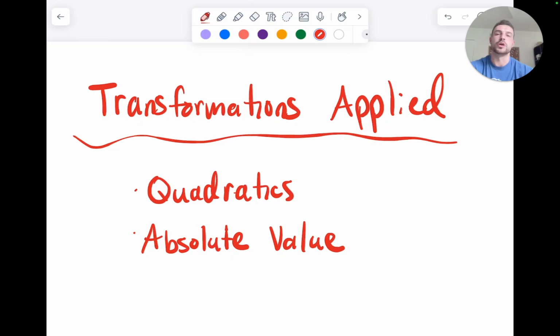Today what we're going to do is apply our transformations to specific functions. Particularly, we're going to talk about quadratics and absolute value. All of the rules that we've talked about in our last couple of lessons, the last couple of videos, are going to be applied to new situations, except now we're going to be able to figure out what our parent function f of x actually is. So those rules that we came up with are now going to be applied to specific equations.